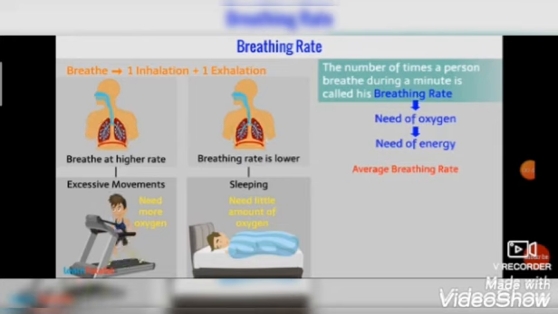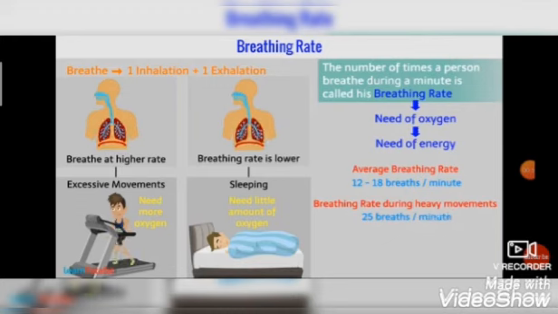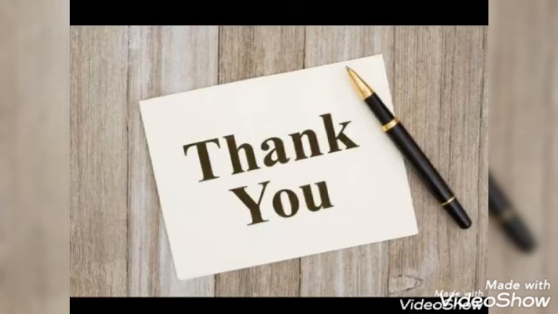On average, a normal human body breathes at a rate of 12 to 18 breaths per minute. During heavy movements, it increases up to 25 breaths per minute, but when relaxed, it can go down to 12 breaths per minute. In addition to heavy breathing, during excessive movements, we also take deep breaths. So children, I hope this is now clear to you. In the next class, we will talk about aerobic and anaerobic respiration.